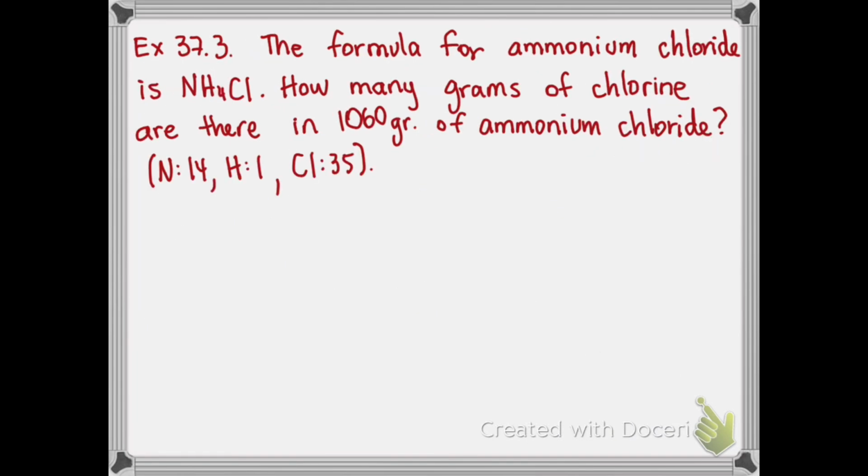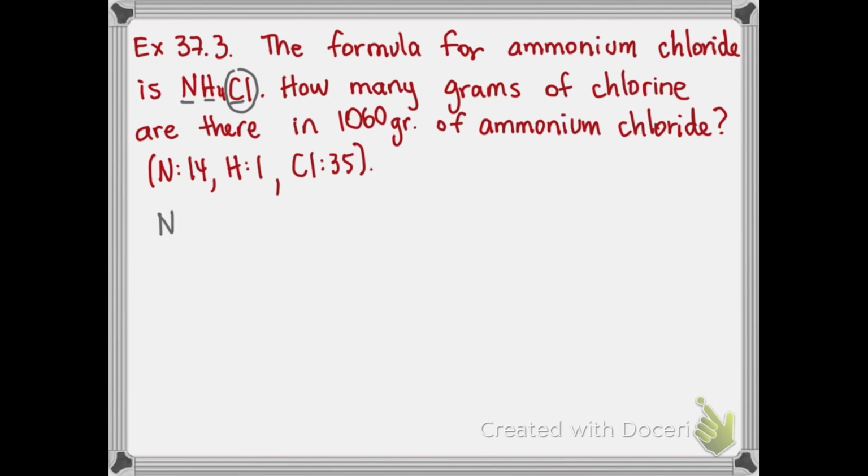Let's do one more. In this one, it says the formula for ammonium chloride is NH4Cl. The capitals tell us how many elements there are. N is one element, H is another element, and Cl is the other element. So it says, how many grams of chlorine, so that's the Cl, chlorine, are there in 1,060 grams of ammonium chloride? So we're going to do exactly the same.